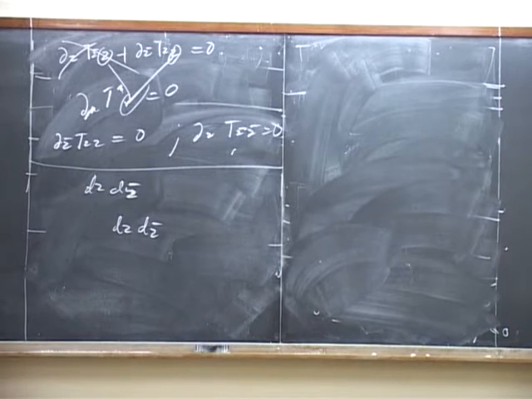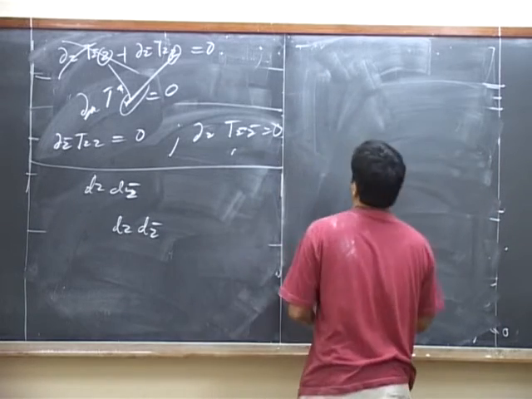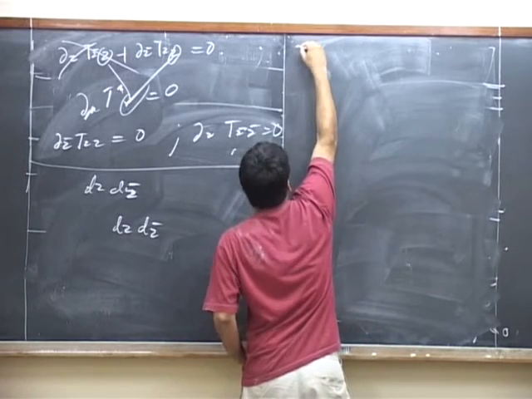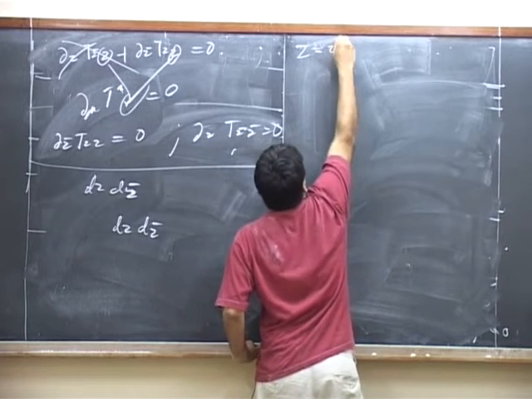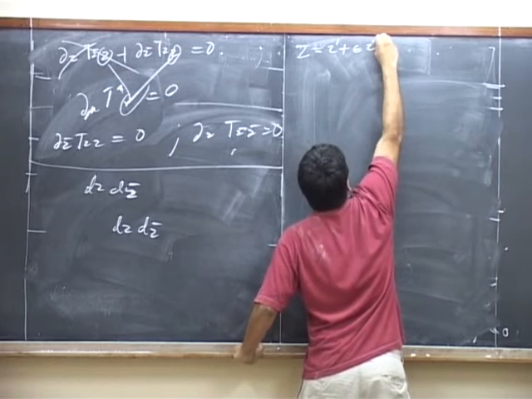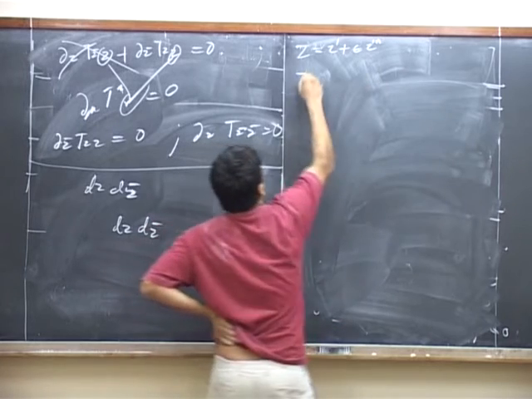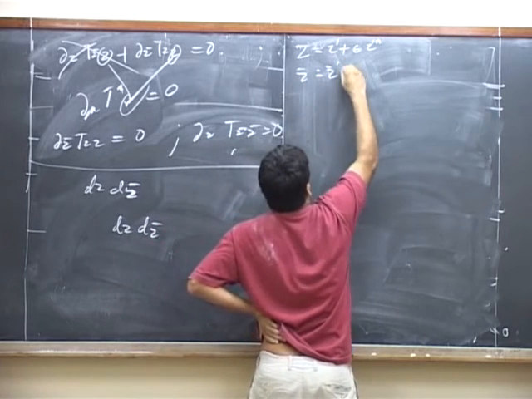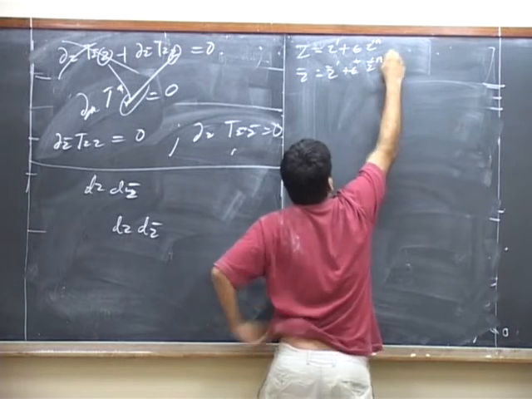Though we can do it more generally, I think it's conceptually clearest to do it one at a time. So let's make the change of variable z equals z prime plus epsilon z prime to the power n, and z bar equals z bar prime plus epsilon bar z bar prime to the power n.